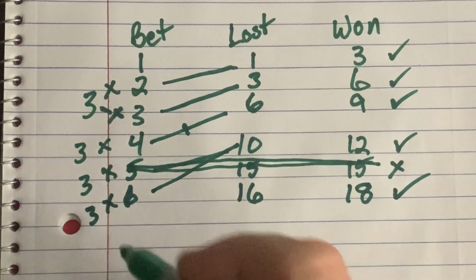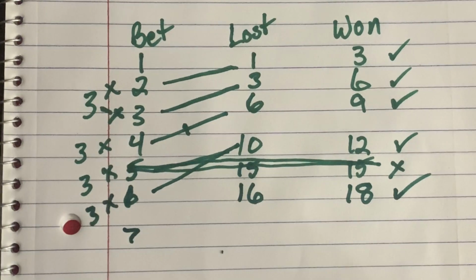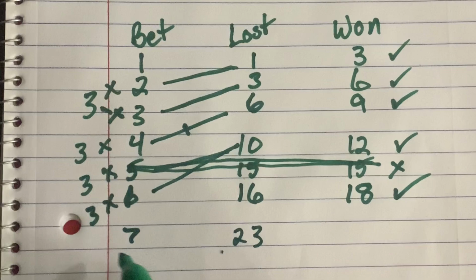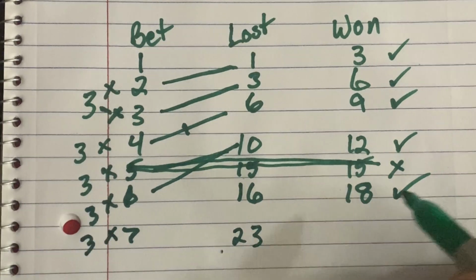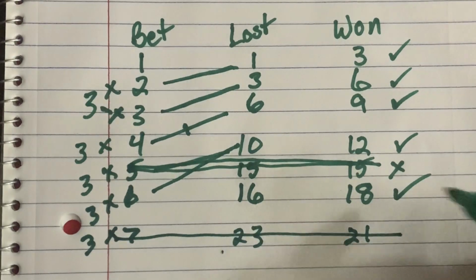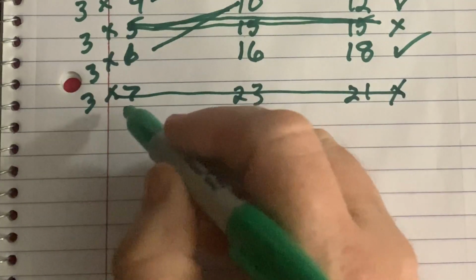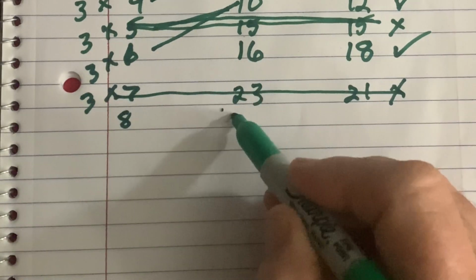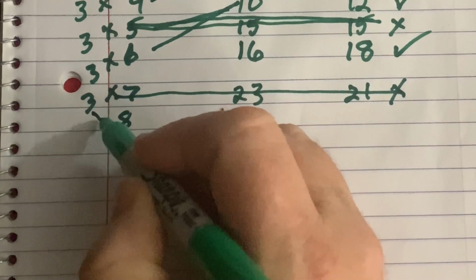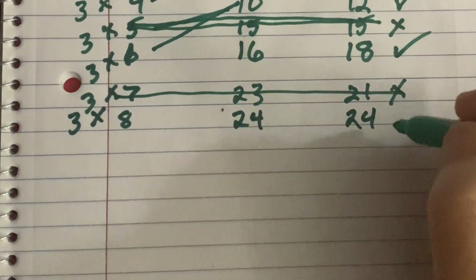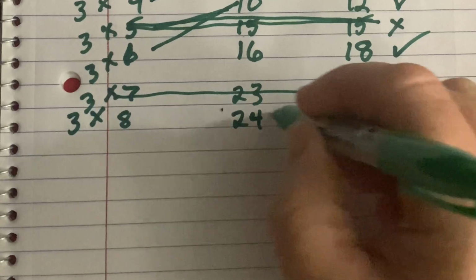All right, so we go to 7. Let's skip down here a little bit. 7 and 16 is 23. 7 times 3 is 21. So that is not it. We're going to draw a line through that, because 21 is less than 23. Then you go down here to number 8. 8 and 16 is 24. 8 times 3 is 24. Nah, we don't want that. We're here to win, right? We don't want to break even.